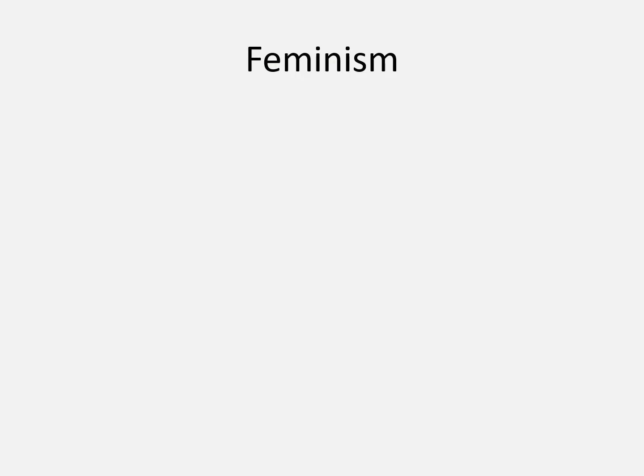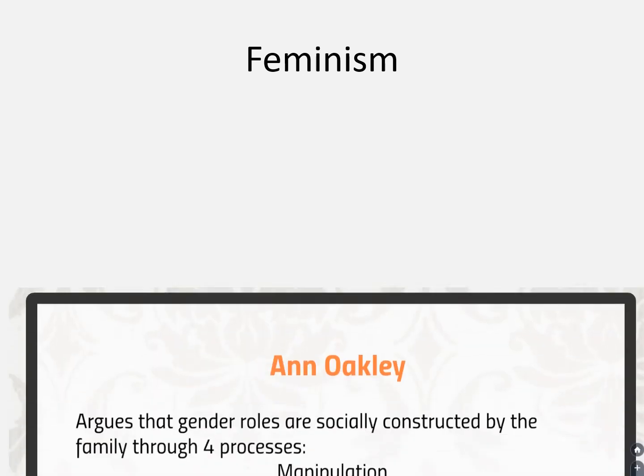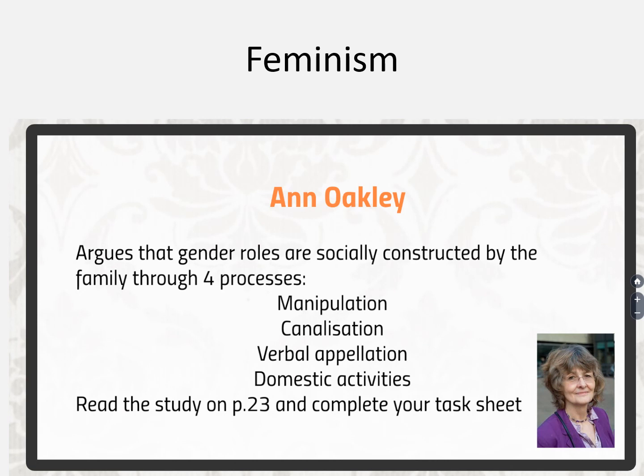Feminists believe that we live in a patriarchal society, so a male-dominated society. They believe that the gender roles that men and women take on are socially constructed. They are decided by society in order to maintain the dominance of men in society. The key feminist you need to know when we're talking about gender identities is Oakley. She did a study into gender role socialisation and found that the family socialised boys and girls into masculine and feminine gender roles. They did this through 4 concepts: manipulation, canalisation, verbal appellations, and domestic activities.